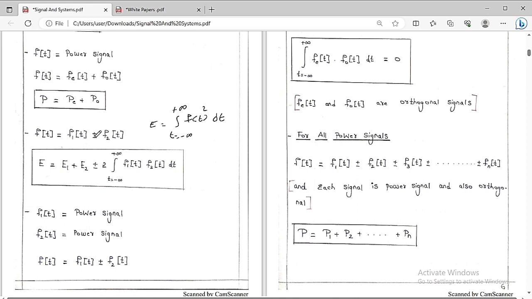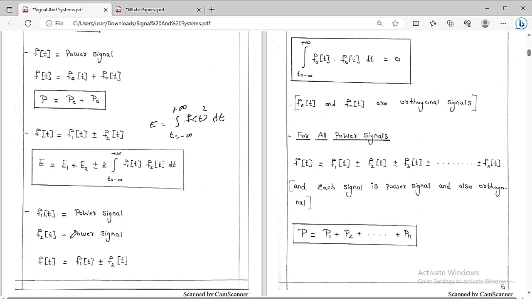then if you do the addition or subtraction of these two energy signals, we again get an energy signal only. Either you do subtraction or addition, finally you are going to get an energy signal only. So here we can say that f1 is an energy signal and f2 is an energy signal, so definitely f of t is also an energy signal.